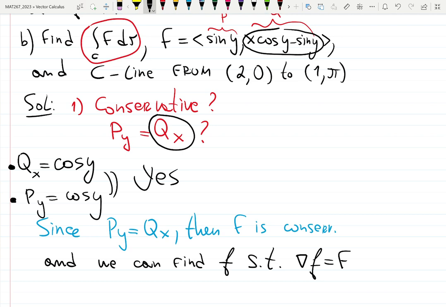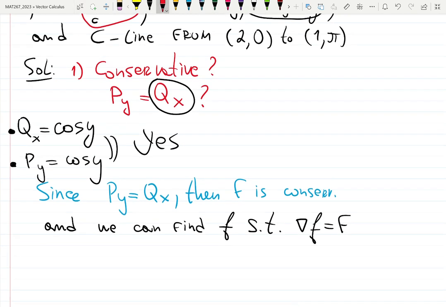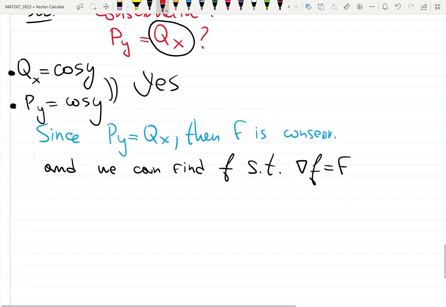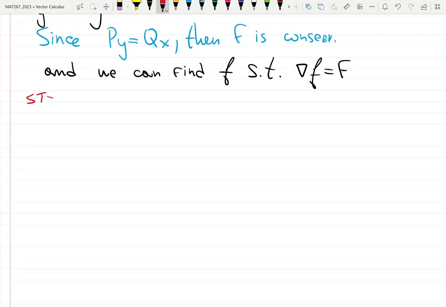So step 1, just to check the situation. Step 1, we checked that we can actually perform the procedure. Step 2, now we start the procedure of finding the potential function F, small f.